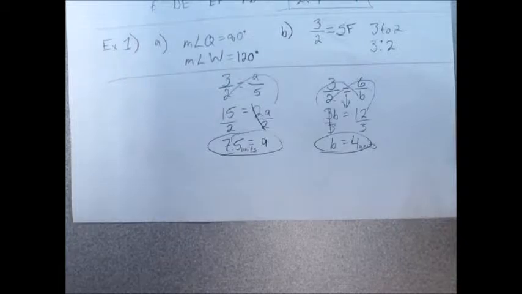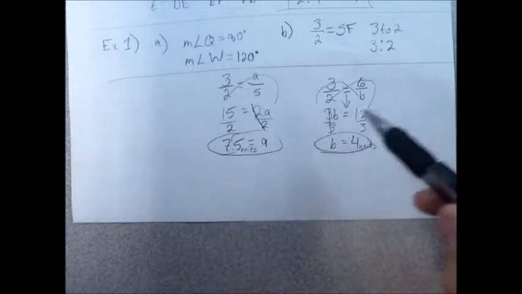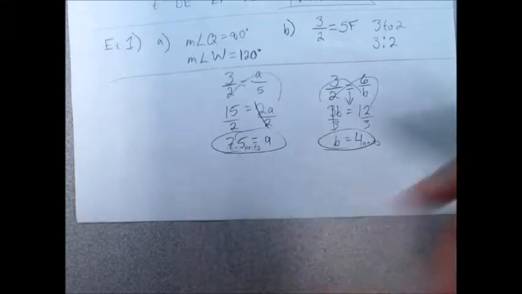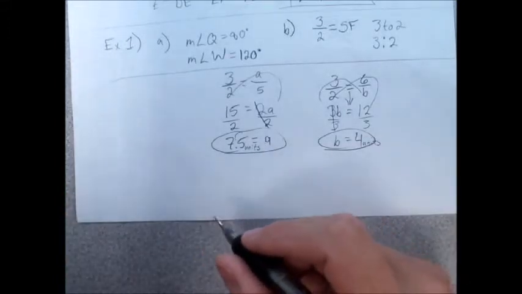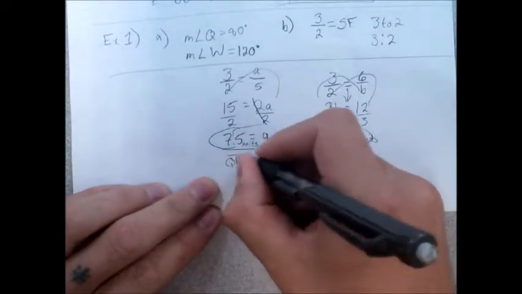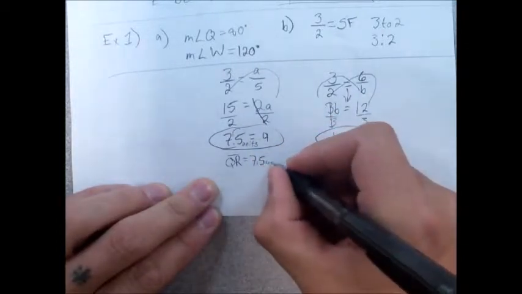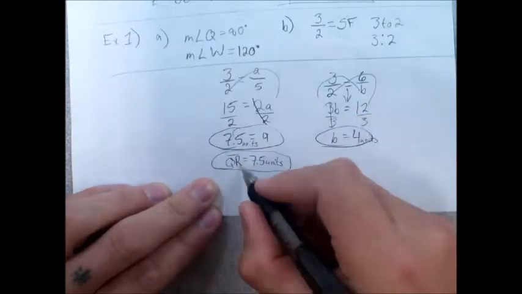Alright, that was it. When I write down my answers, it asked me to find the length of the sides. So even though the letters were identified, we have to say that 7.5 was actually the measurement for segment QR. So QR is equal to 7.5, because that's what they wanted us to find, the length of QR, not what a was. They wanted us to find what the length of QR was.